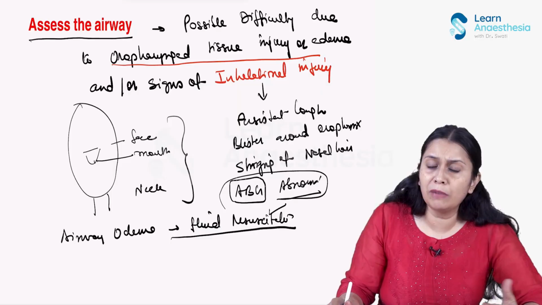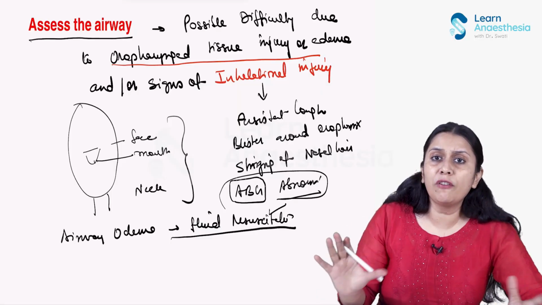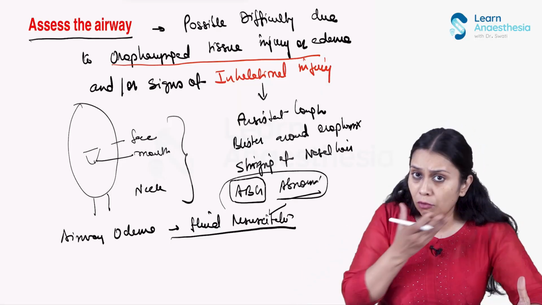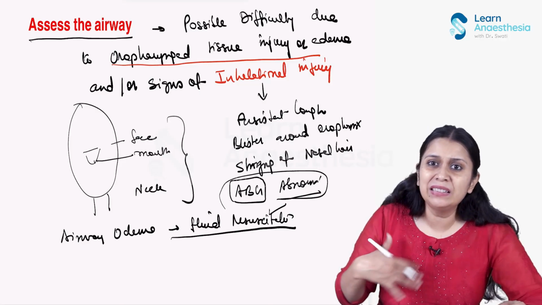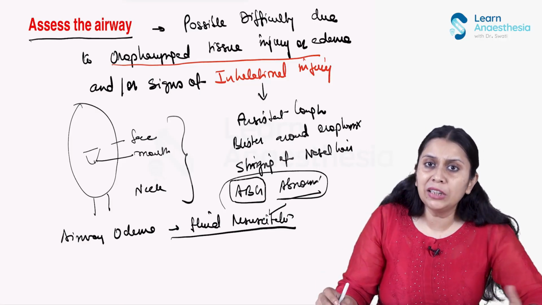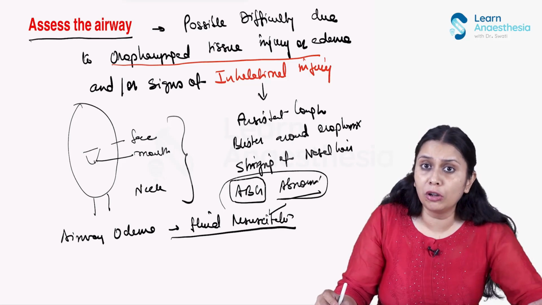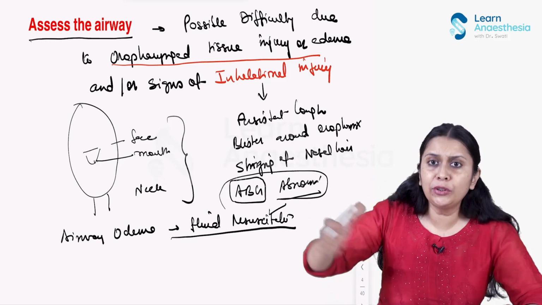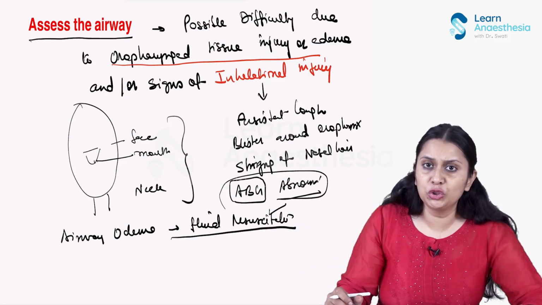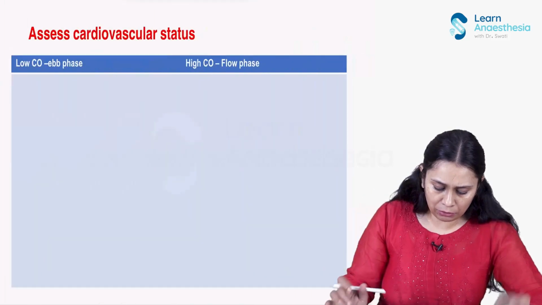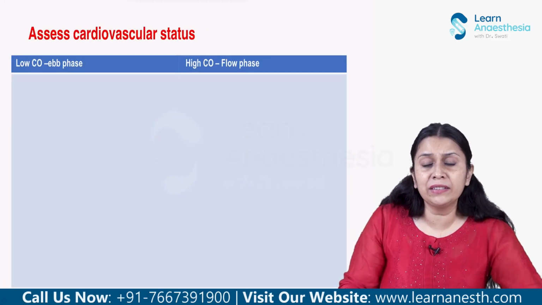And late procedures on burn patients. Burn patients can also come for late procedures with development of contracture, neck contracture, oral contracture, fibrous bands, that can also make the airway difficult. So we have to look for all those things if the patient is coming after an interval for any surgery, right?